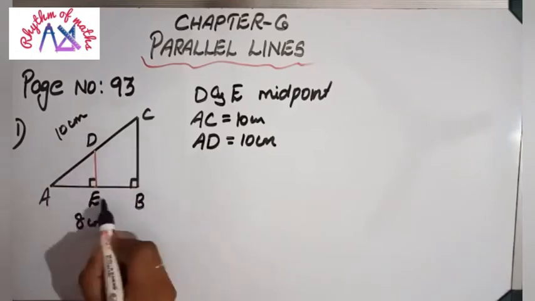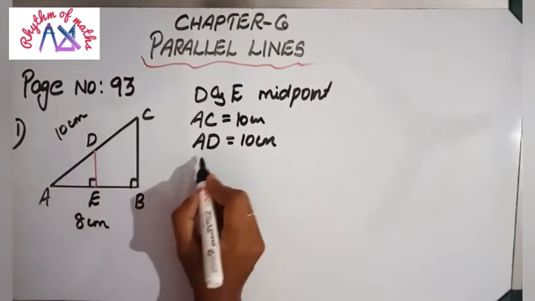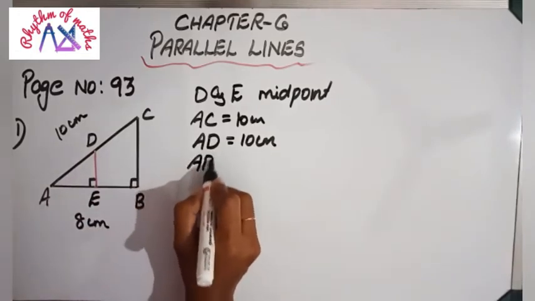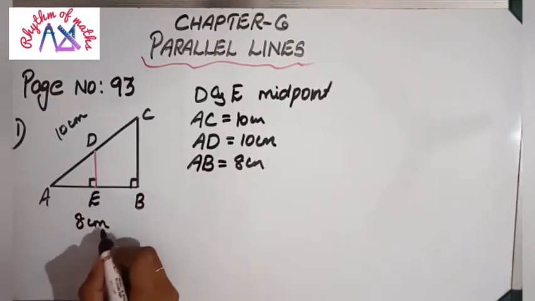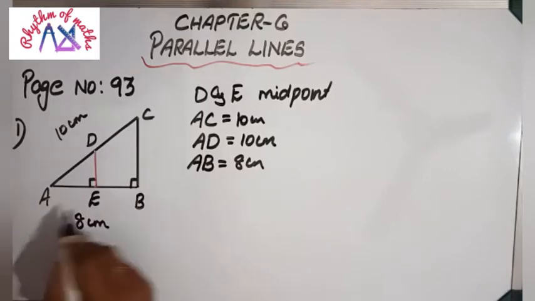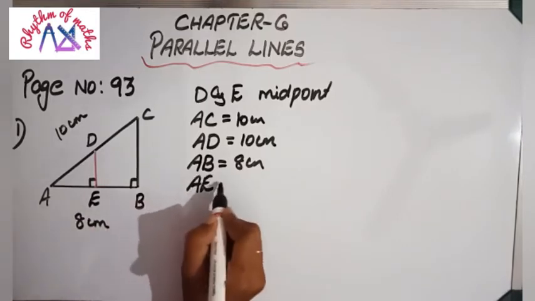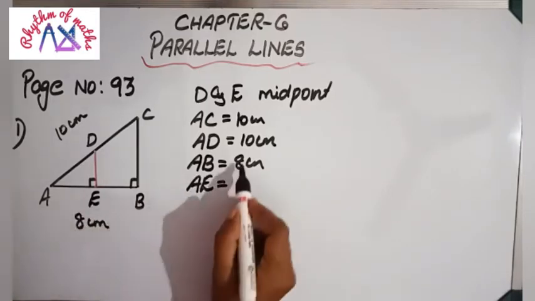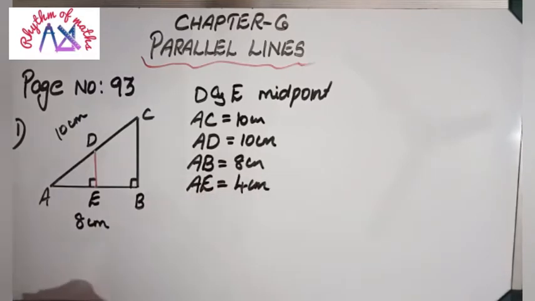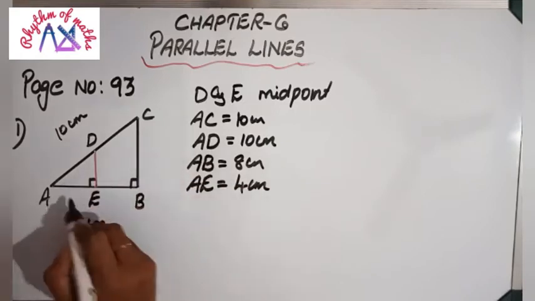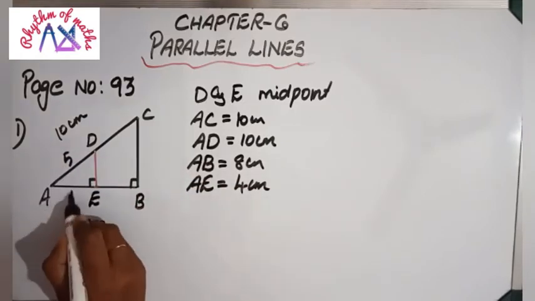Now next is AE we need to find. So here AB is given as 8 centimeter. The complete line is 8 centimeter and E is the midpoint. So AE will be equal to half of 8, because E is the midpoint. That is 4 centimeter. So we got these two measurements. This is 5. This is 4.